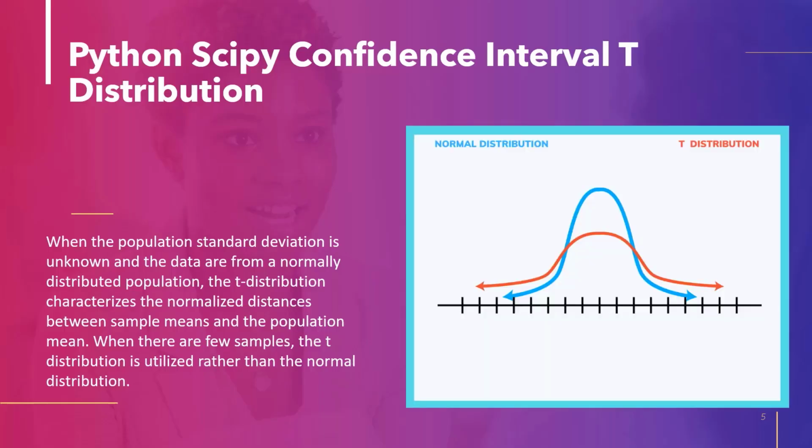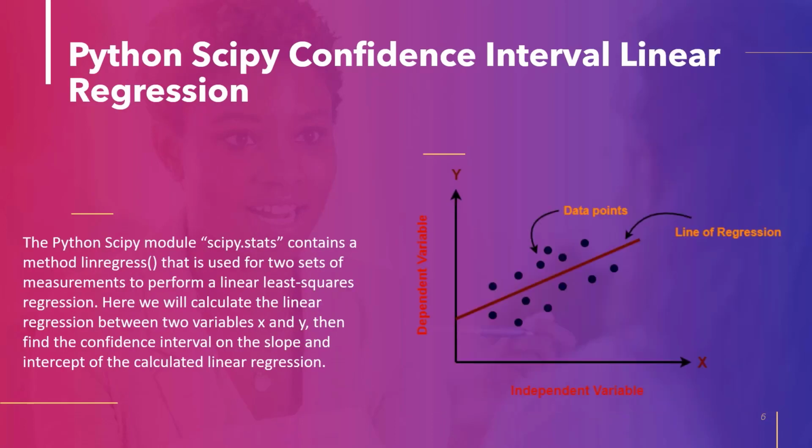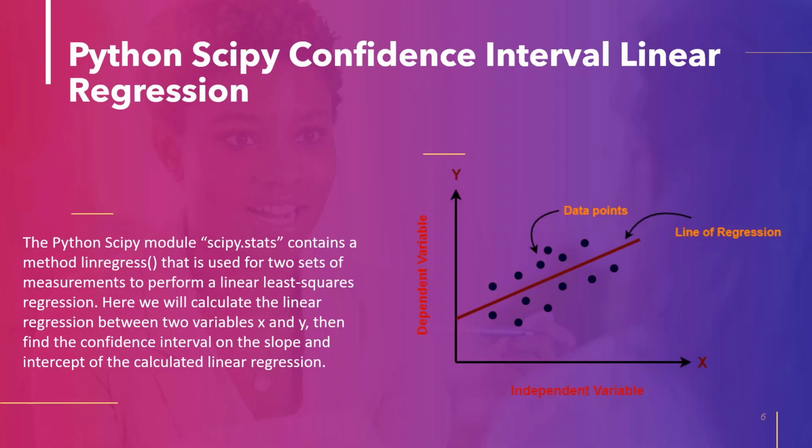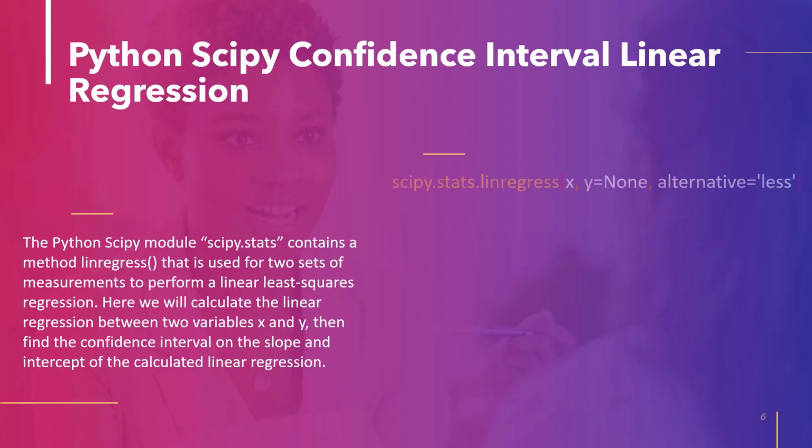Move to the next topic, Python SciPy confidence interval linear regression. A linear least square regression is carried out for two sets of measurements using the method linregress included in the Python SciPy package scipy.stats. Here we will determine the confidence interval for the slope and intercept of the calculated linear regression between the two variables x and y. The syntax of the method is as follows.